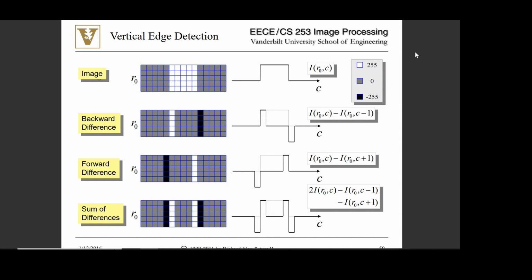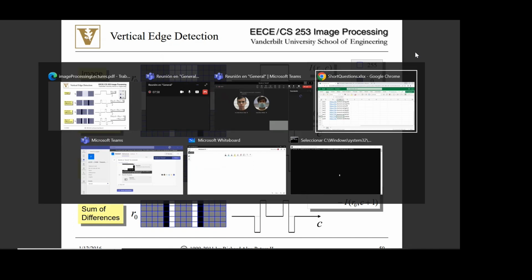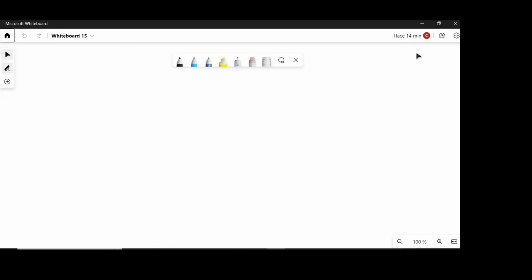Well, okay, so we were here, we were computing edges, and let us go to one dimension first. Let's see what an edge is. So let's say that you have a signal. This is t, this is x of t, and your signal is like this, and then in here you have an edge. Okay, so you have an edge here, and you have another edge there.